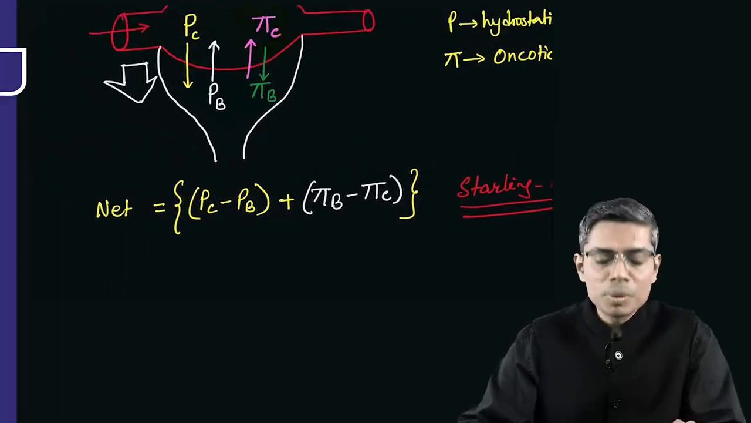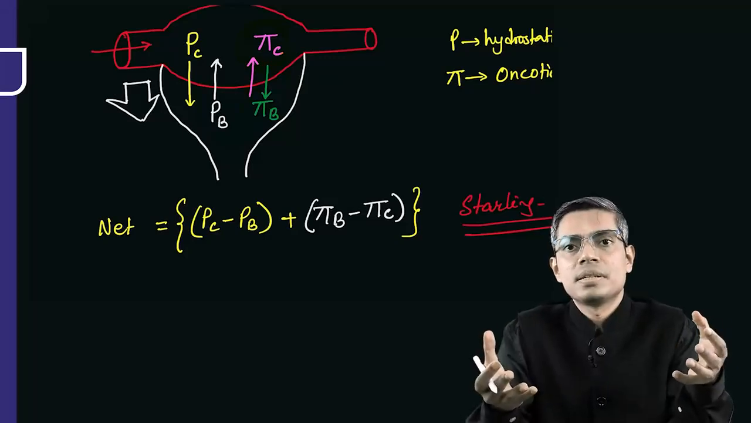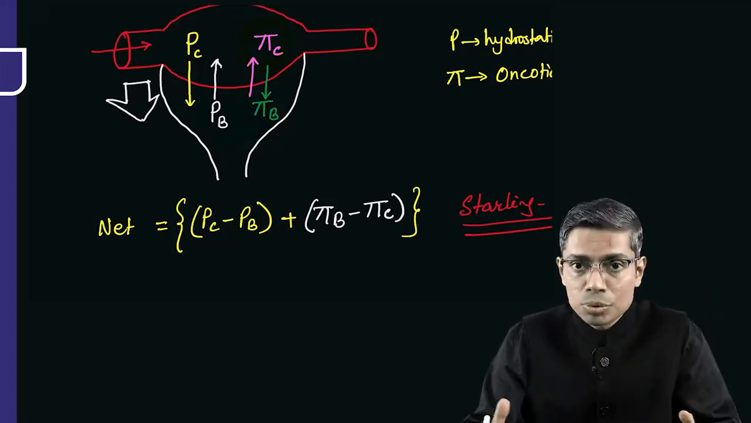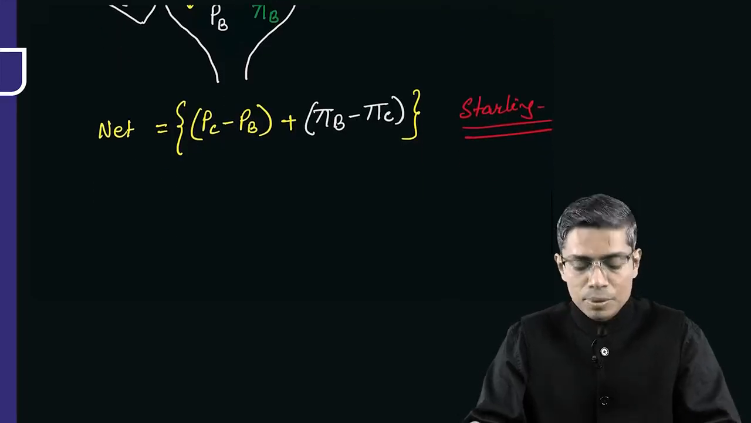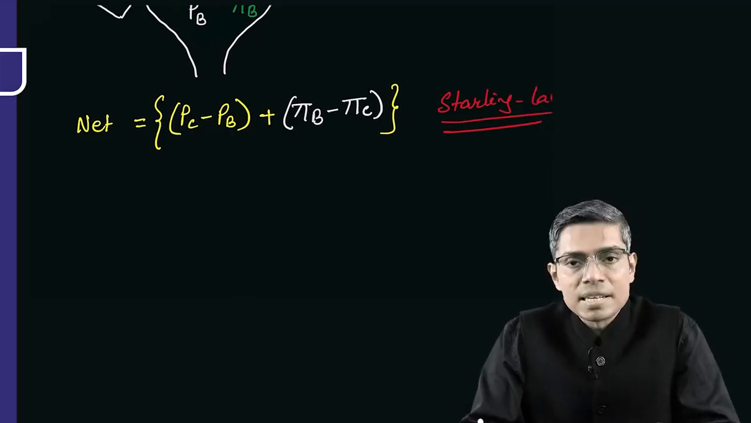But here in the glomerular capillary, outside the capillary, the Bowman's capsule is there. But in the normal capillary, in the tissue, there will be presence of tissue outside the capillary, right? That is the basic difference. So now, if you look at these net forces, that is PC minus PB plus pi B minus pi C.